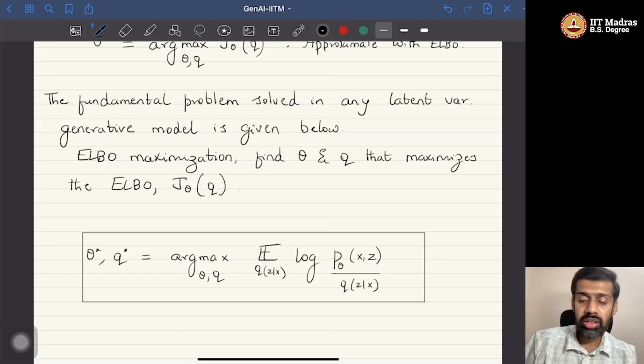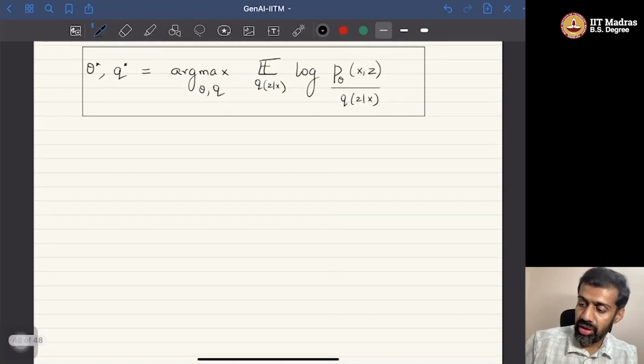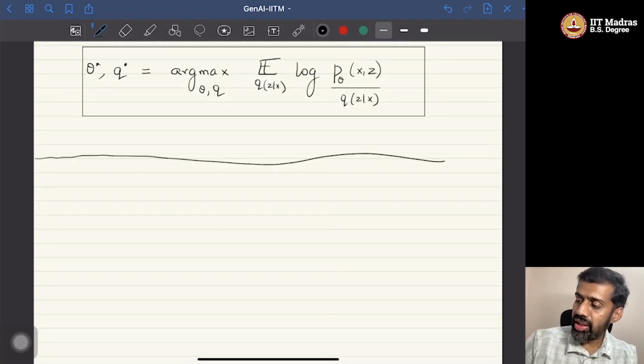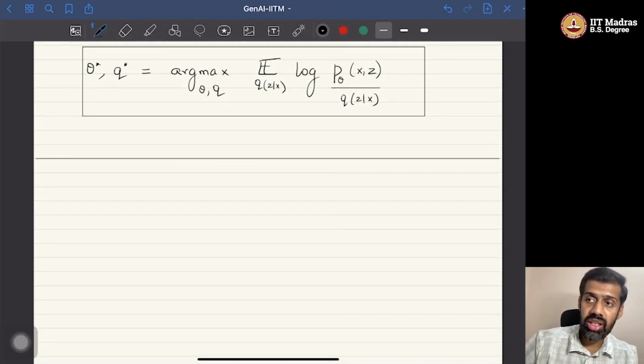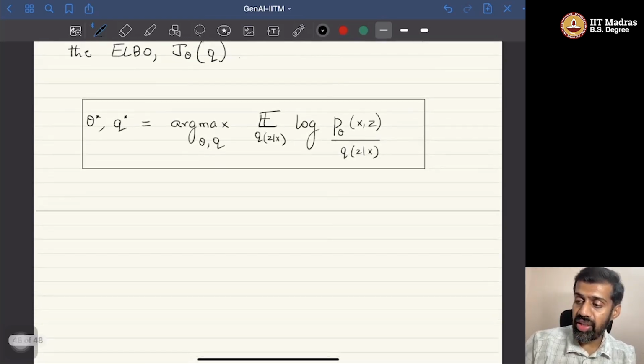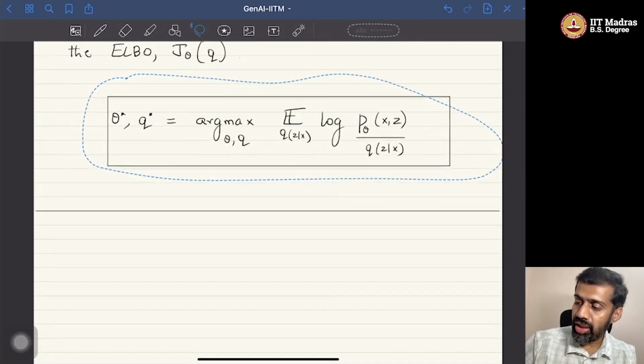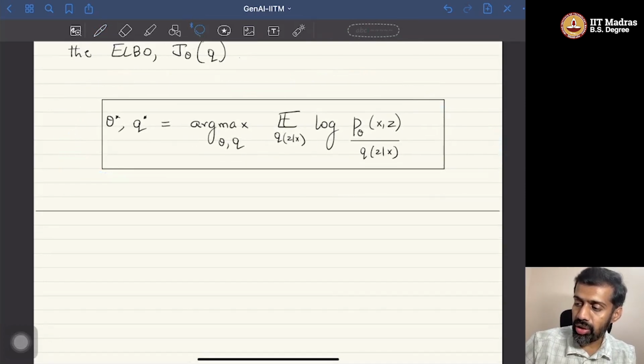So this is the problem that we will be solving consistently in any latent variable model that we will be looking at in this course further. The way we do it is very different in each of the models that we will see. So for instance, we solve it in a different way in a VAE, we solve it in a slightly different way for a diffusion model, we solve it differently for a Gaussian mixture model and so on, but the problem that is going to be solved is the following.